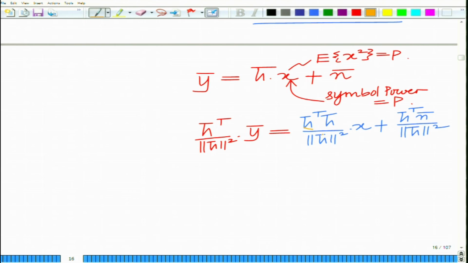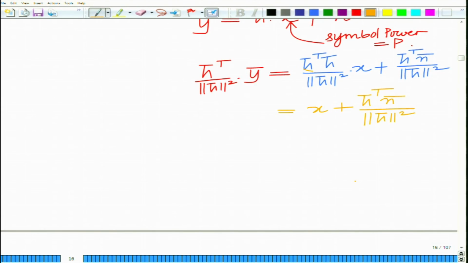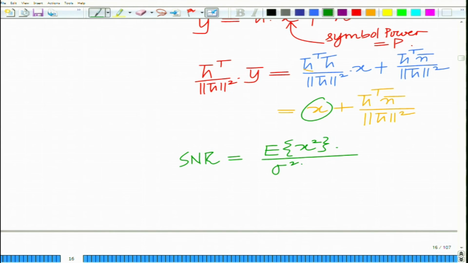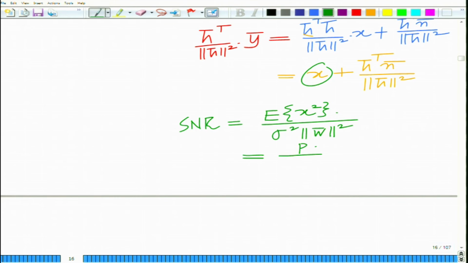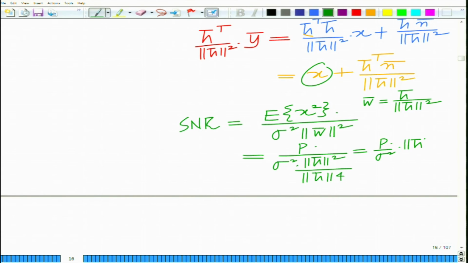Now, if you see this H bar transpose H bar, that is norm H bar square divided by norm H bar square, which is 1, and that is indeed true because we ensured that the signal gain is 1. So, this is x plus H bar transpose n bar divided by norm H bar square. Therefore, the SNR at the output of the maximal ratio combiner is simply signal power, that is expected value of x square, by noise power, but we know noise power is sigma square times norm W bar square. We have already derived that for any combiner. So, expected x square is P divided by sigma square norm W bar square. Remember W bar equals H bar by norm H bar square, so norm W bar square is norm H bar square divided by norm H bar power 4, which equals P divided by sigma square into norm H bar square.